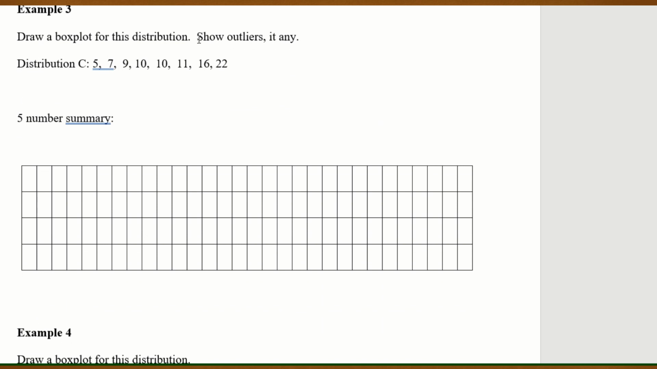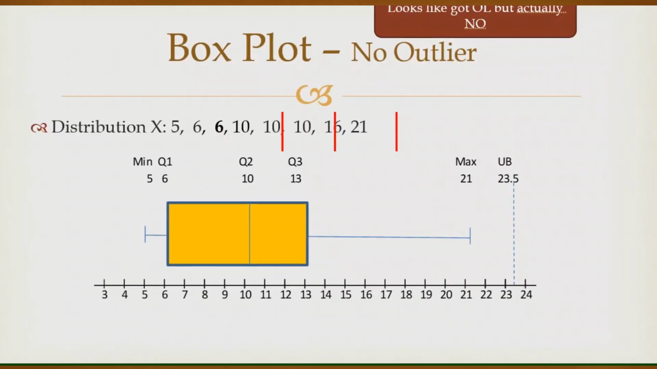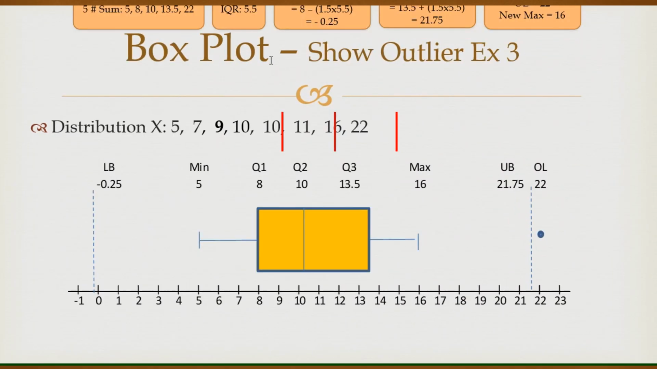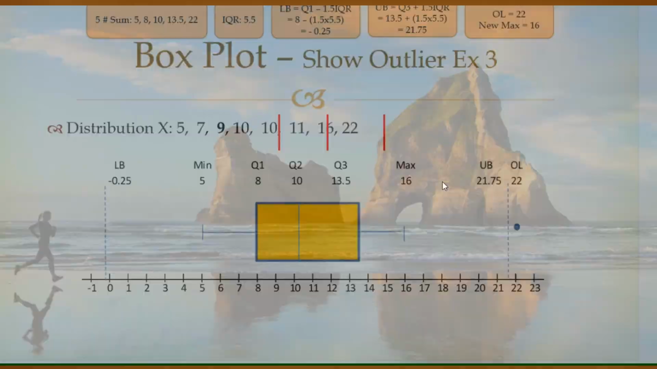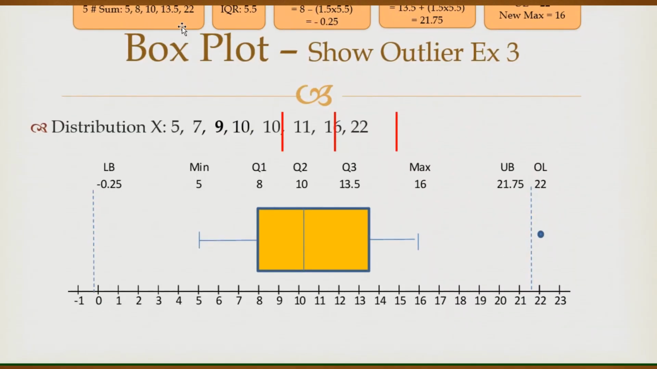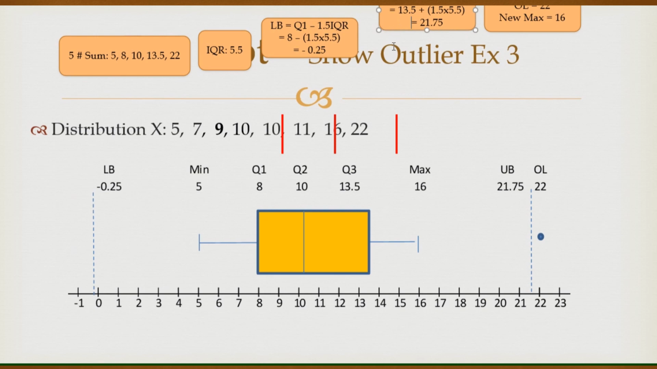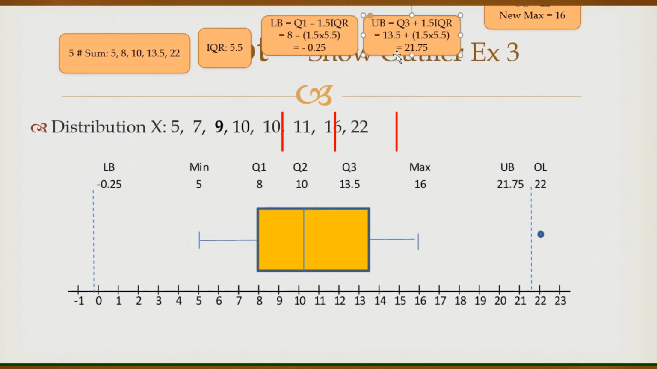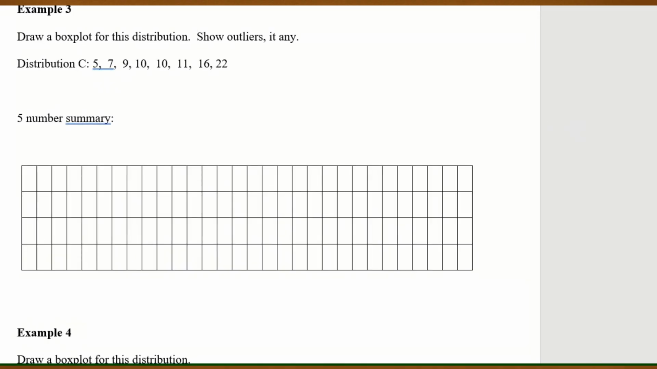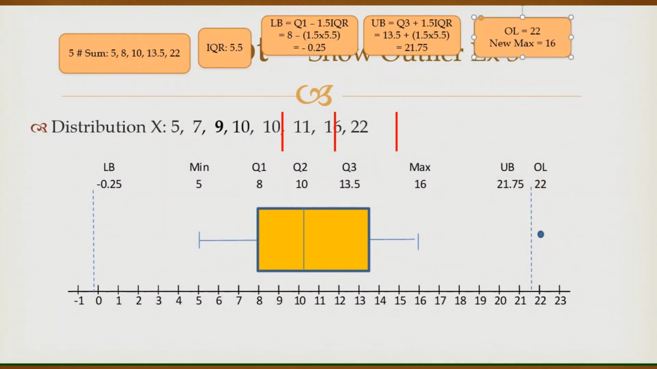Example 3, again, they told you show outliers if any. So when they tell you something like that, find your 5-number summary. This is the data, and this is the slide for it. Find your 5-number summary. Find your upper and lower boundary because it's not in the region. Now, they ask you to show outliers, right? So you find your 5-number summary already, then you find your upper and lower boundary.